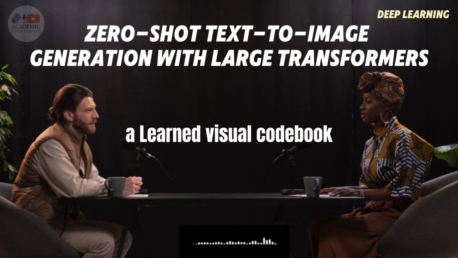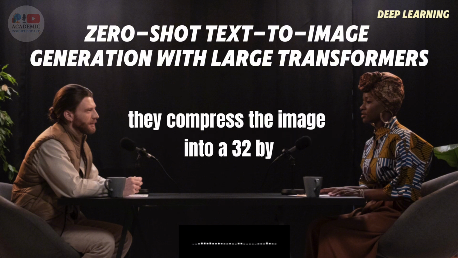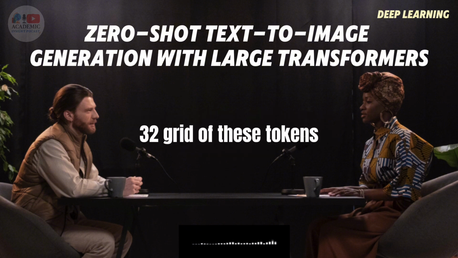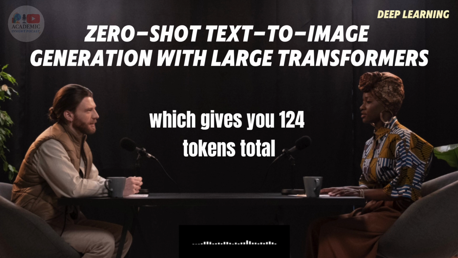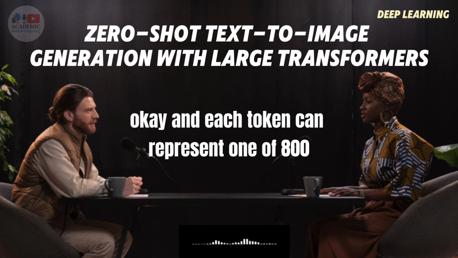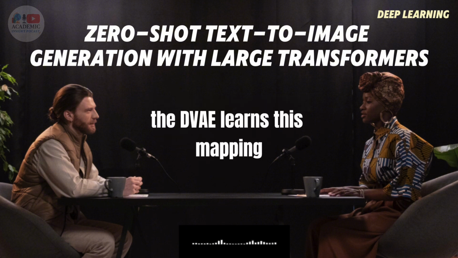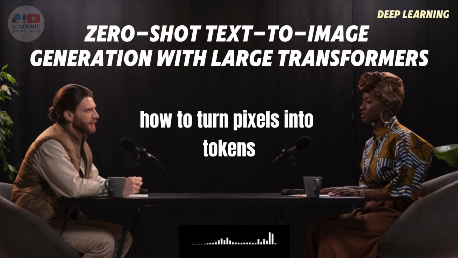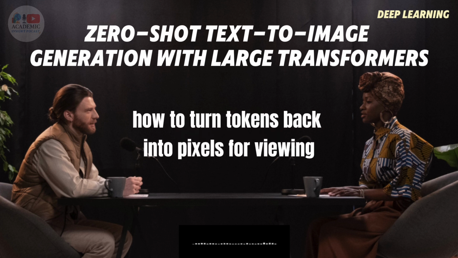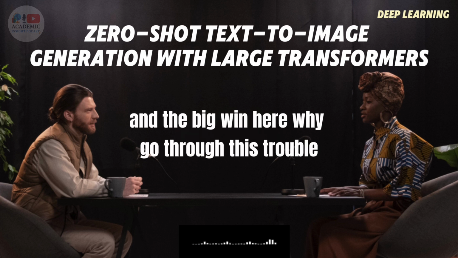A learned visual codebook. They compress the image into a 32 by 32 grid of these tokens, which gives you 1,024 tokens total. Okay. And each token can represent one of 8,192 possible learned visual patterns or concepts. The DVAE learns this mapping, how to turn pixels into tokens, and crucially, how to turn tokens back into pixels for viewing.